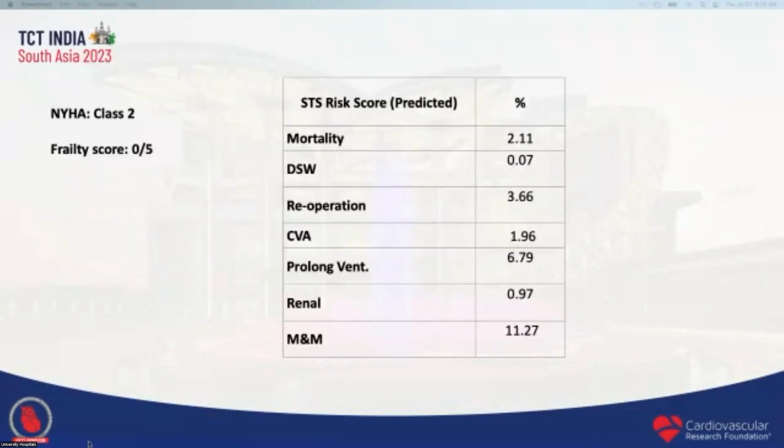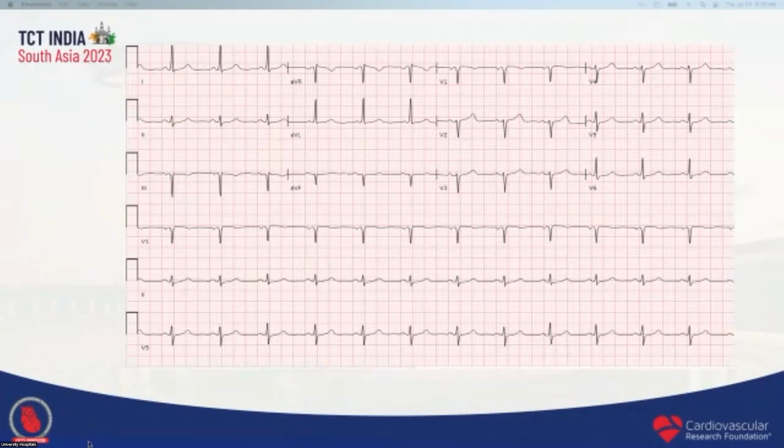For her surgical risk, the STS mortality score is 2.11, the risk of reoperation is 3.66, and the risk of renal failure is 0.97. She is NYHA class 2. Her frailty score is 0/5. This is her presenting EKG, normal sinus rhythm with a narrow complex.